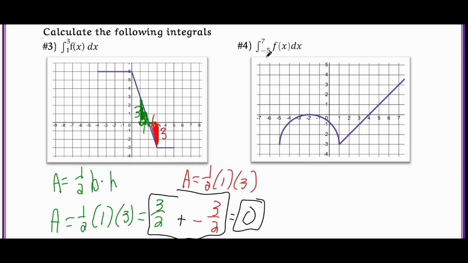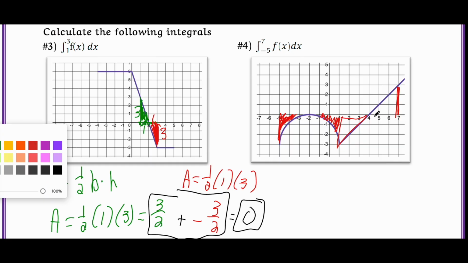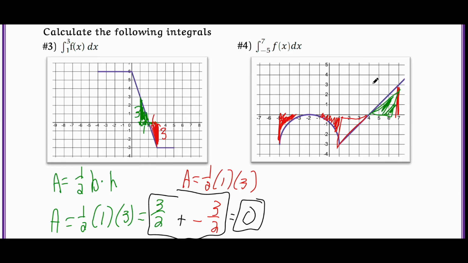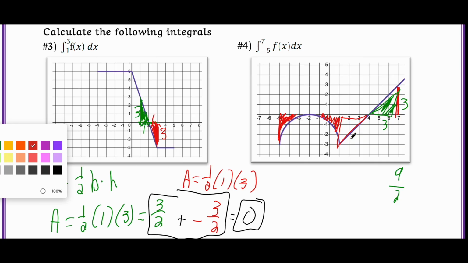All right, for number 4, the integral from -5 to 7. That's going to go from here all the way to here. We're going to have a couple different shapes here. We have this little spot above the circle and below the axis, and then we have a triangle, and a triangle above the axis that I'll shade in green. So we have 3 different shapes. First, notice these 2 triangles have the same dimensions. The green one is 3 by 3, so that area is 3 times 3, which is 9, divided by 2, which is 9/2.